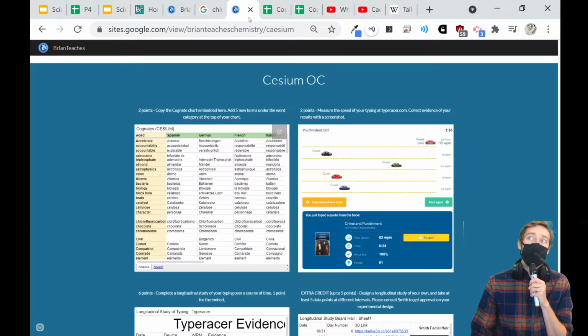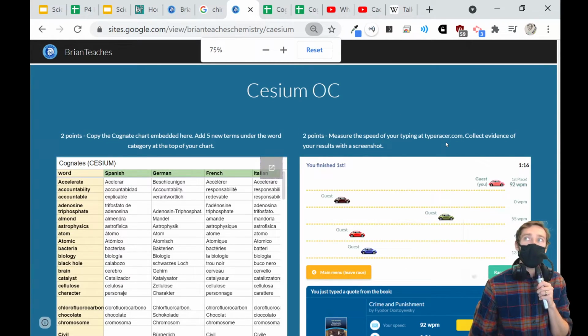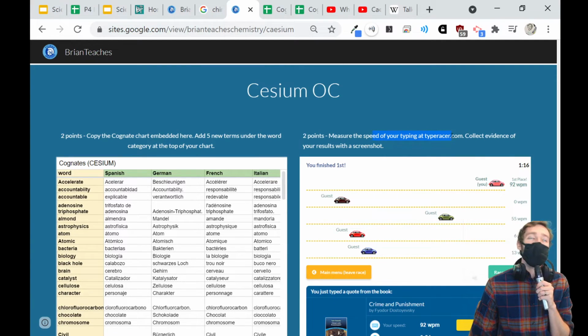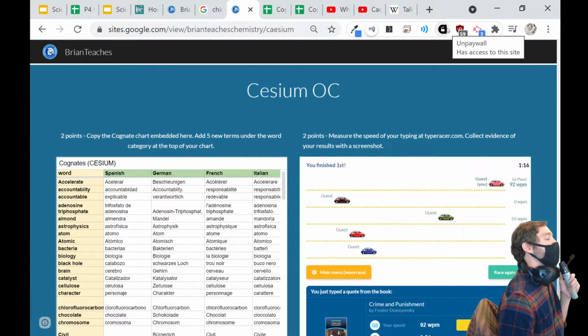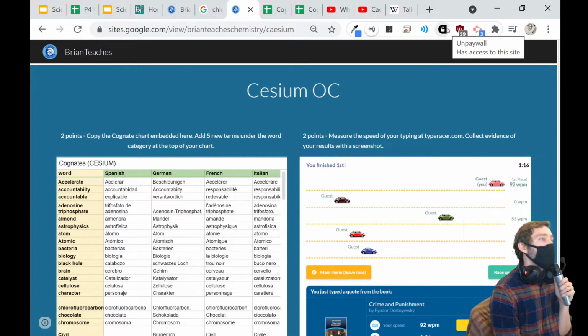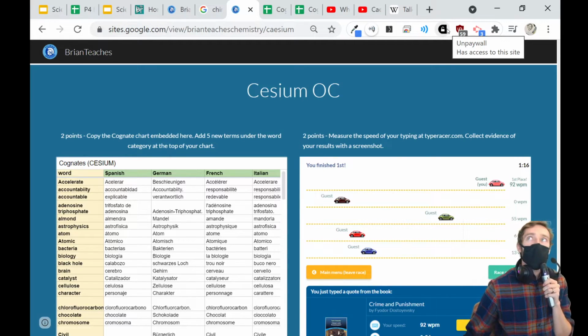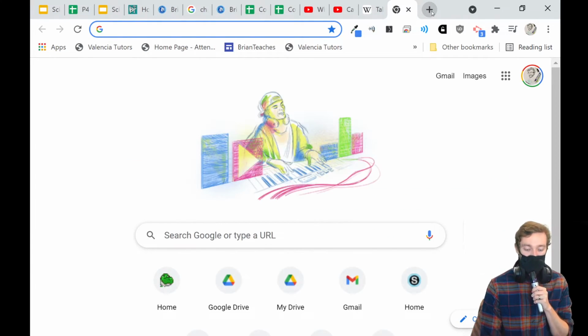Let's do the other original content. The other original content has to do with speed. Measure the speed of your typing. There's some people who think that they're fast typers. There's some people who think they're slow typers. I don't care how fast or slow you type, but I do want you to improve. Improvement is the name of the game at school.